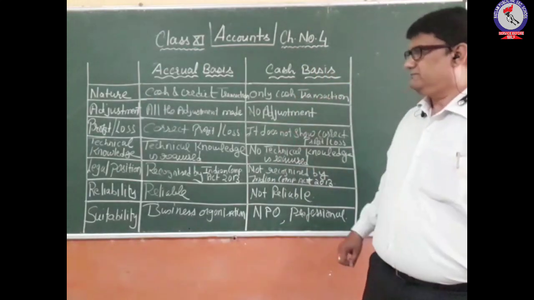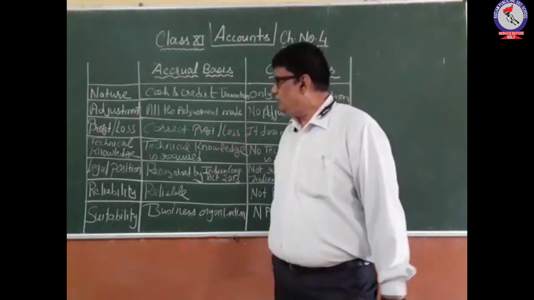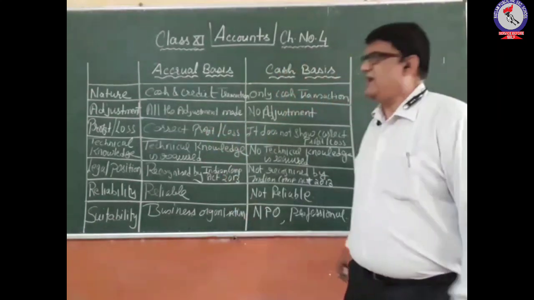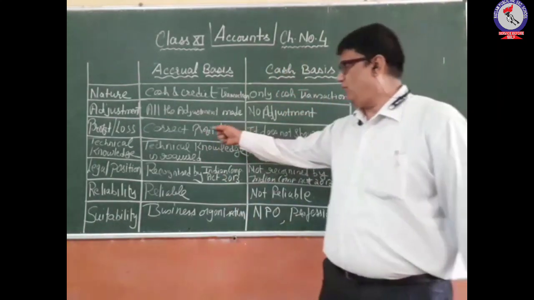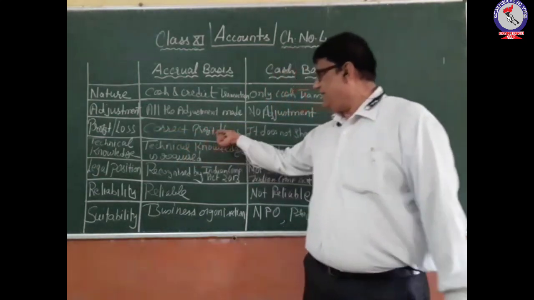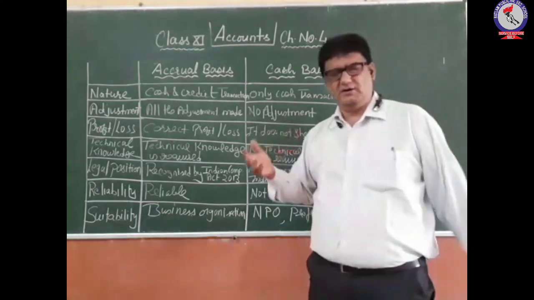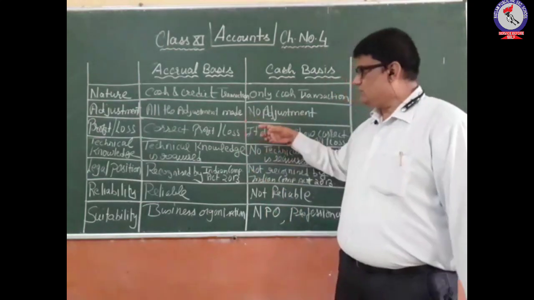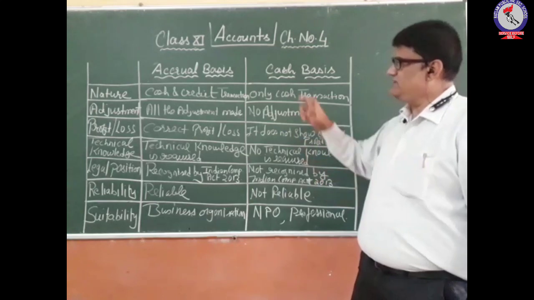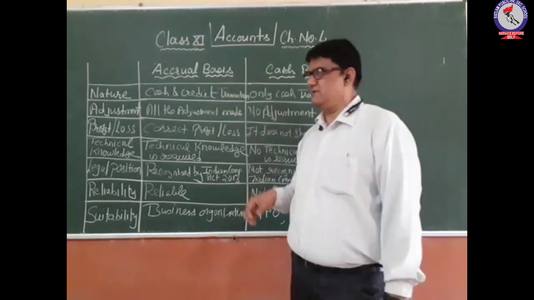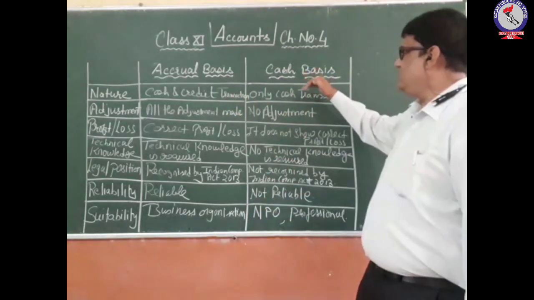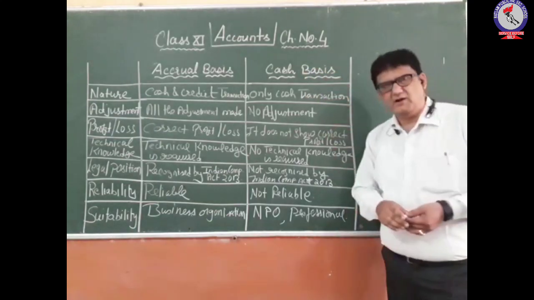Okay, now what we can do? We can also check this thing, that profit and loss, when we are talking about correct profit and loss, and it does not show the correct profit and loss of the organization. So how are these two things taking place? Once when we are making use of the accrual basis of accounting, and once when we are making use of the cash basis of accounting.